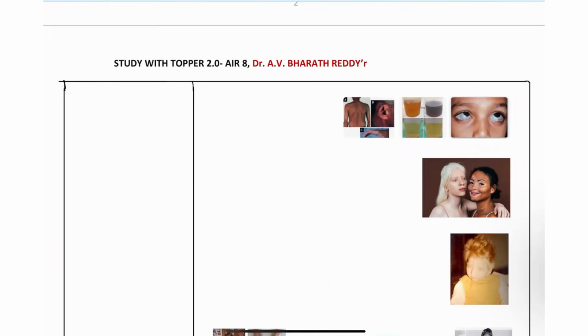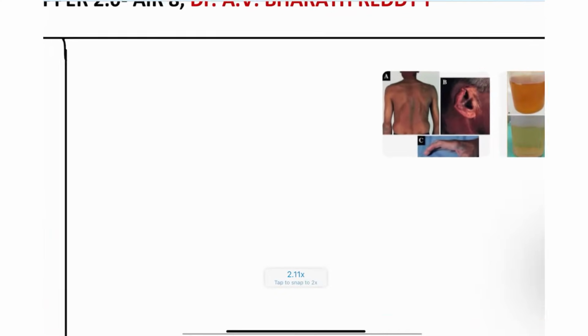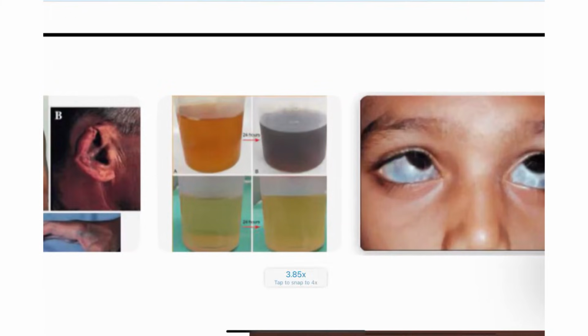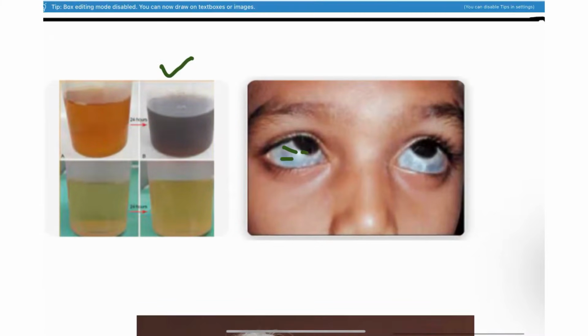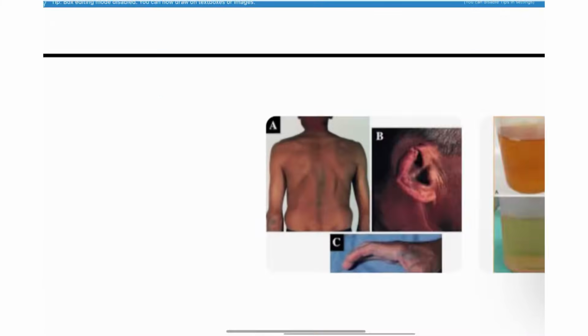Next, moving on to inborn errors of metabolism. Why is this topic very important? Here you can see the picture showing the black urine disease, also known for ochronosis. And what is this condition, guys? This is known as alkaptonuria.